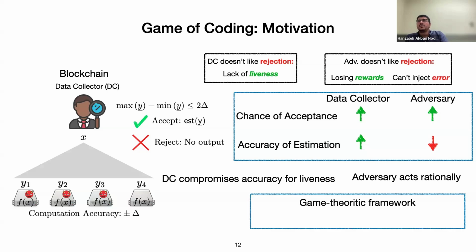This observation motivates a game theoretic framework in which we have two players. Player one is the data collector and player two is the adversary, and we try to analyze, evaluate, and process this kind of game. Is that clear? Do you have any questions, or should I continue?